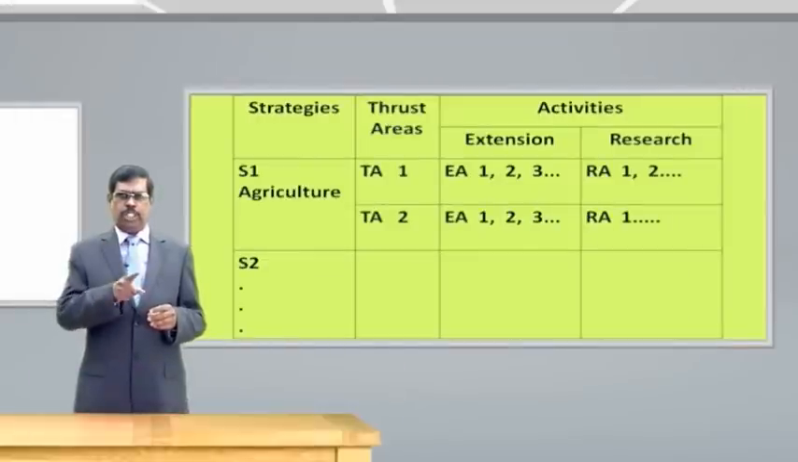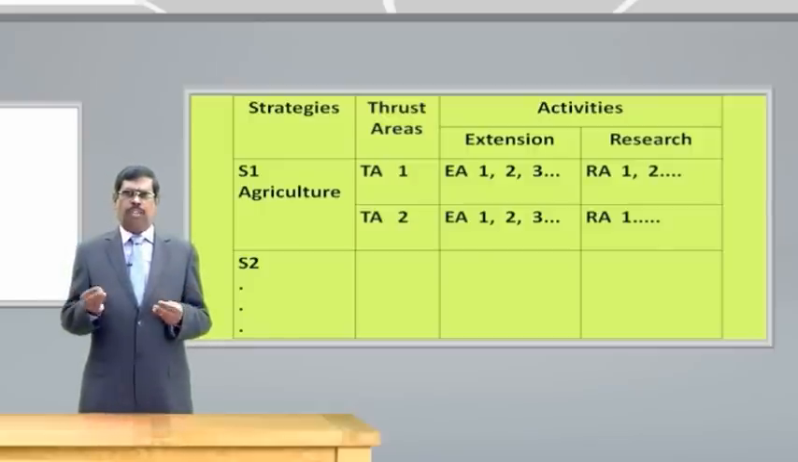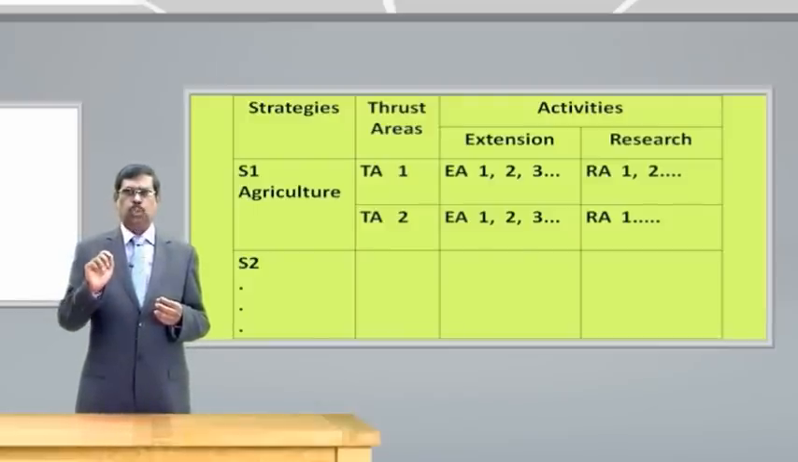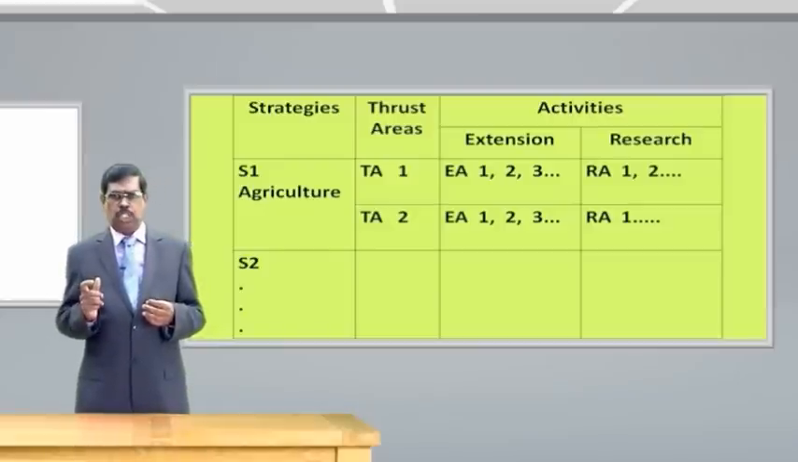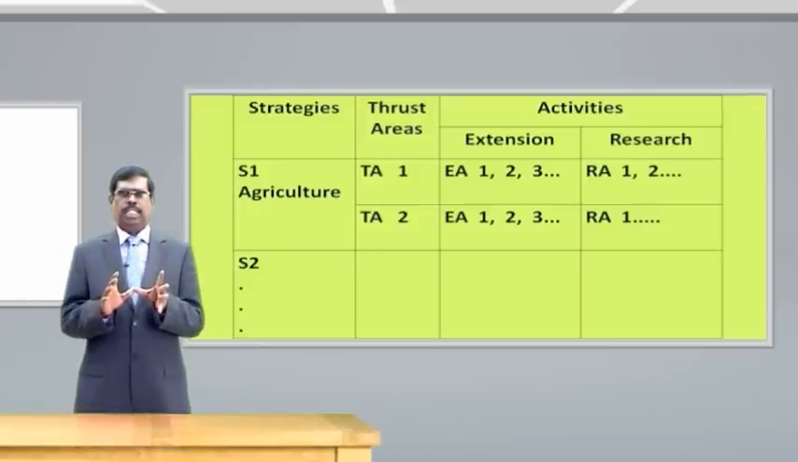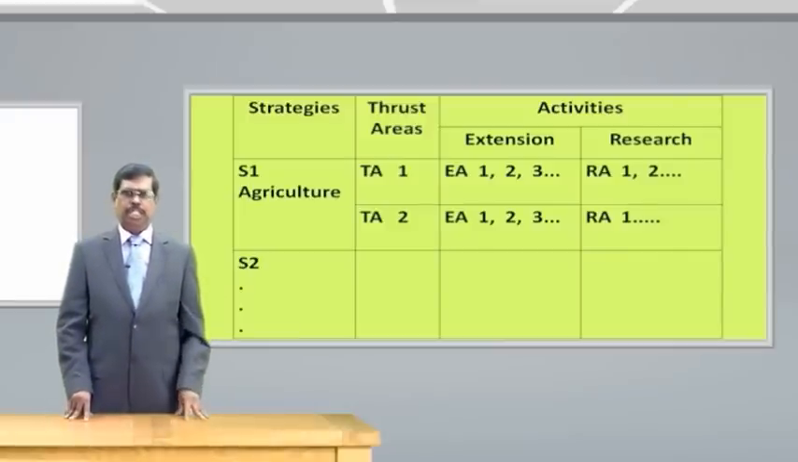Then for each strategy, there can be some thrust areas, TA1, TA2 like that. There can be two or three thrust areas. And for each thrust area, we need to do a lot of exercise to decide what are the various extension activities we should go ahead with. That EA 1, 2, 3, 4 like that will be there. And for the same thrust area 1, there can be some research activities also, research activity 1 and 2. So this is the overall picture of this SREP, how it looks like. This is what I want all the change agents to keep in mind while preparing the SREP.